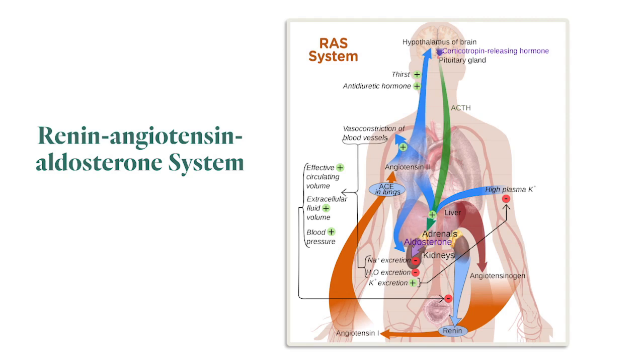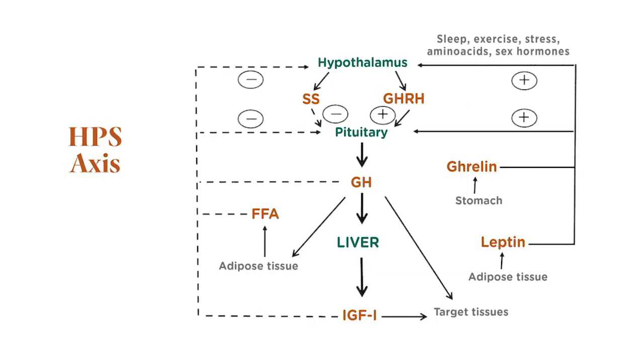You may have heard of ACE inhibitors, which are used to treat high blood pressure, as they inhibit the activity of ACE. Thus, no angiotensin 2 may be produced, and blood pressure can be lowered.